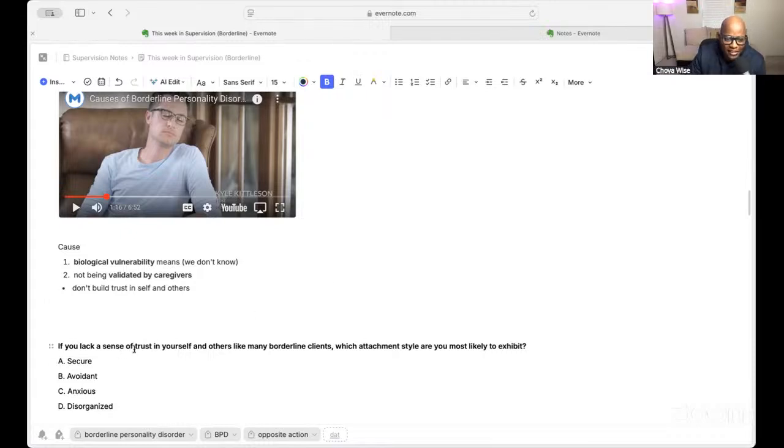So if you lack a sense, and this is often what occurs with borderline clients, I think I included that in here. If you lack a sense of trust in yourself and others, like many borderline clients, which attachment style are you most likely to exhibit? Which attachment style are you most likely to exhibit? And so that's going to be a question.